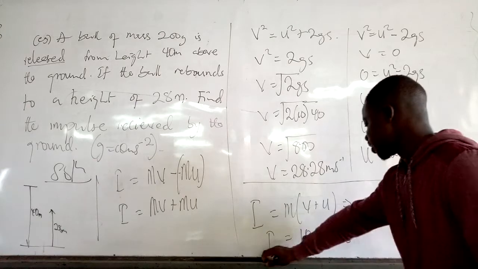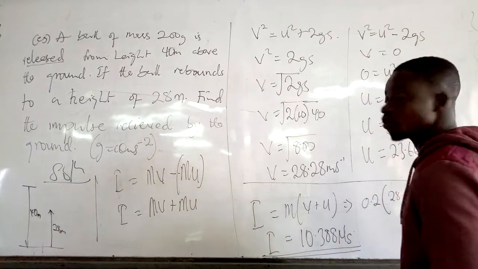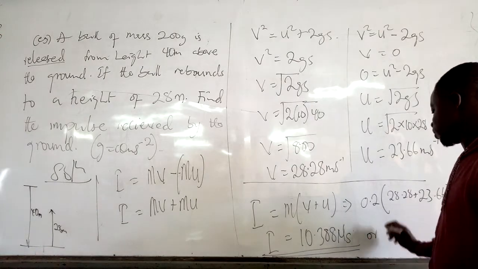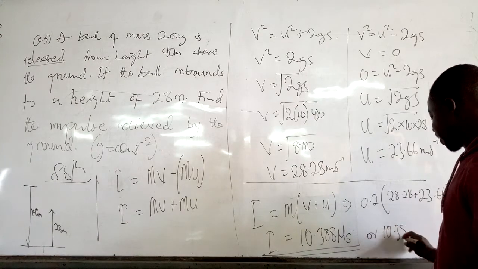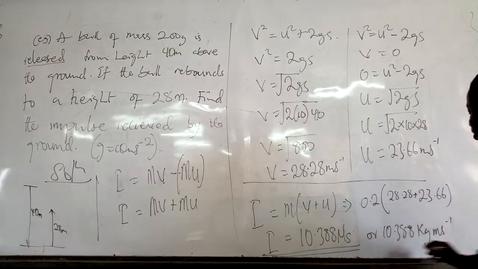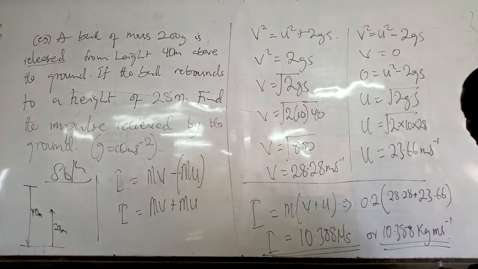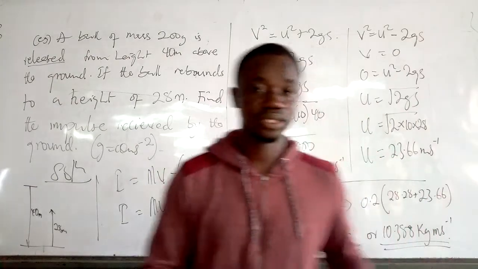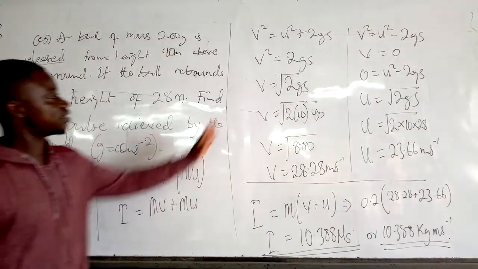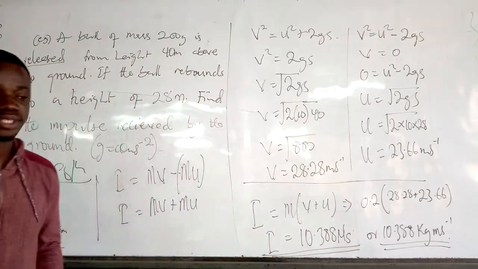All right, the unit for impulse. Impulse is force times time, so that gives us newton seconds, or kilogram meter per second. This is how it can also be written. That's another unit for impulse. So when we are given a question like this, this is how we go through it.